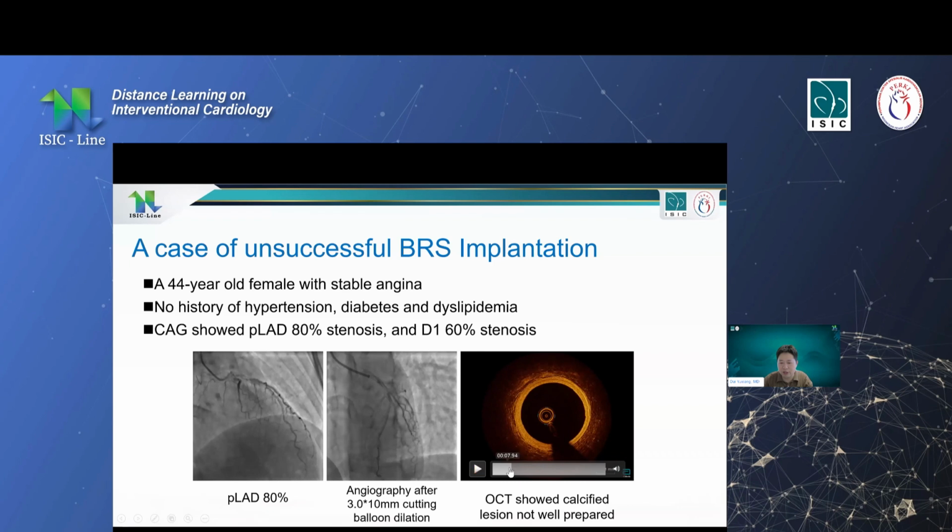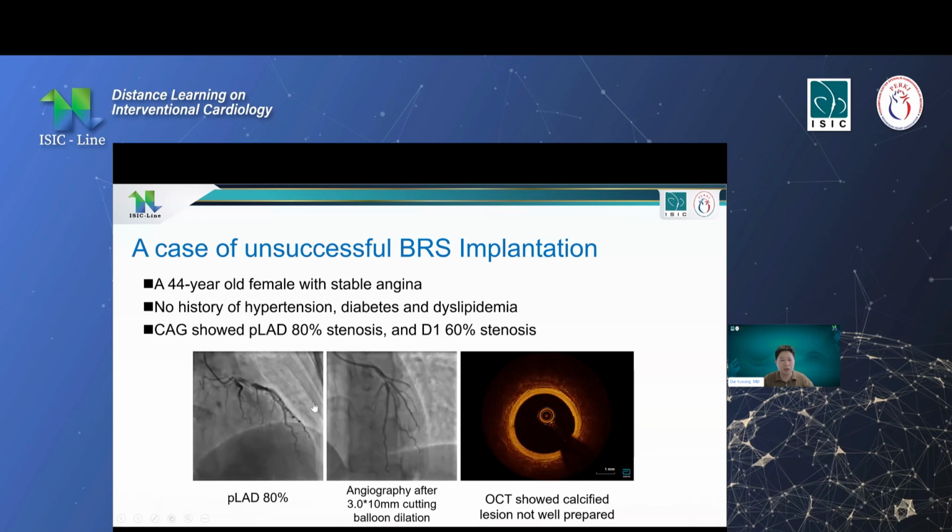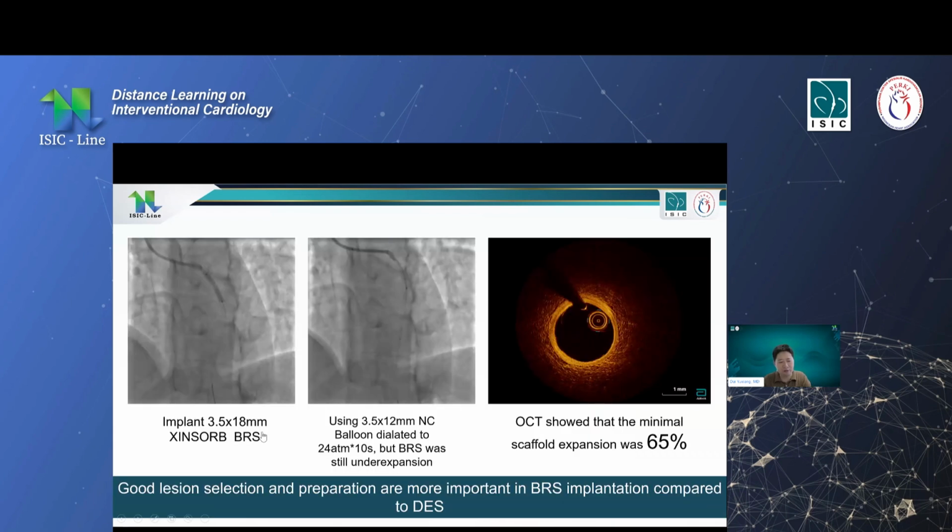And you can see here, although there is some dissection, the lesion is not very well prepared. There's some calcified lesion behind here from 9 o'clock to 2 o'clock. However, the operator implanted a 3.5 BIS and used a 3.5 NC balloon.